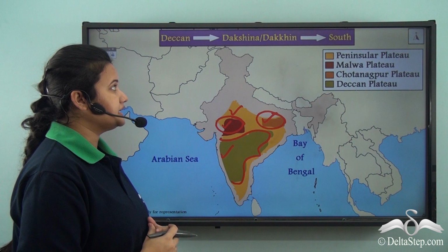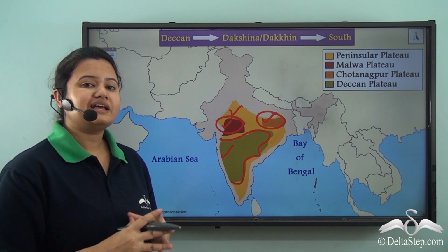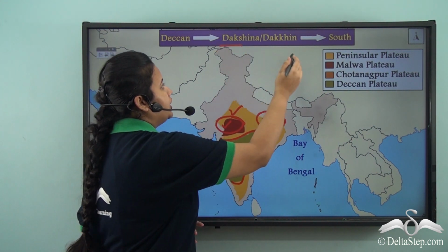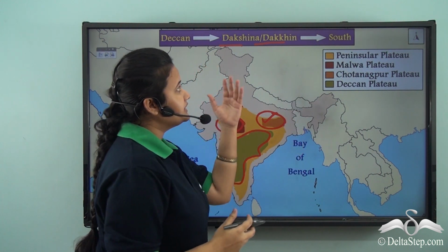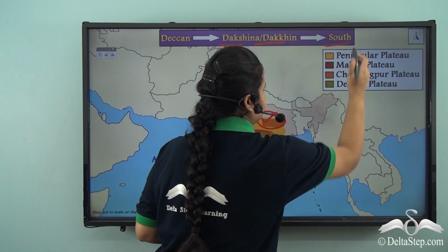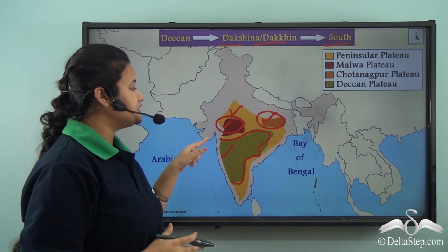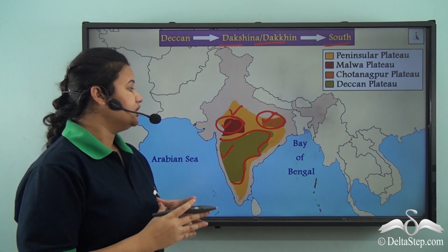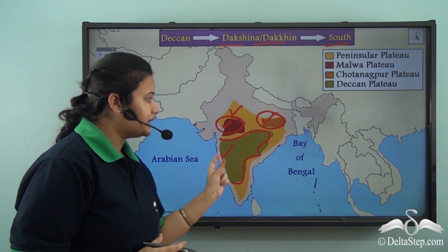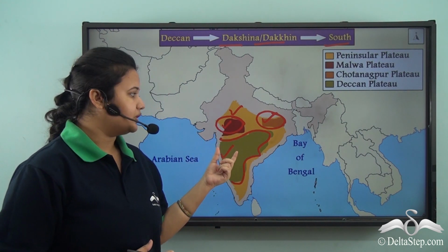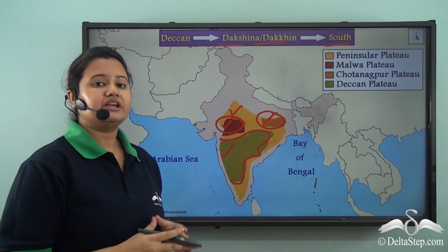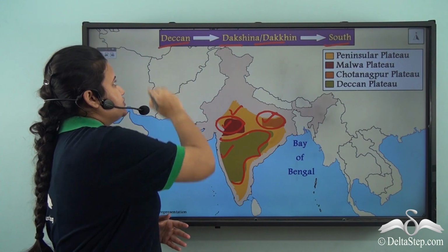Now, the word Deccan is derived from a Sanskrit word Dakshina or Dakhin, where Dakhin means south. And this region is called so because, as we can see here, Deccan Plateau comprises the southern part of Indian Peninsula and therefore this region is known as Deccan Plateau.